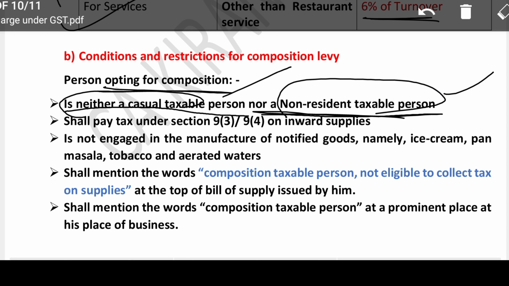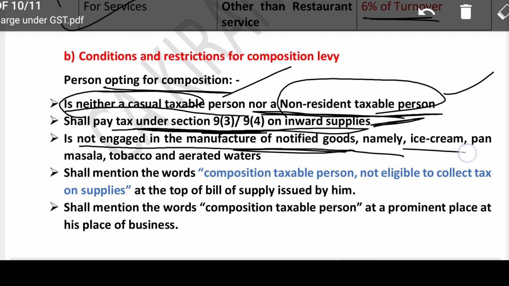And the person opting for the composition scheme shall pay reverse charge also, wherever applicable. Reverse charge is also applicable on all inward supplies as per these two sections. So even if you are choosing the composition scheme, you can't avoid RCM supplies. Wherever applicable, you have to pay GST on the RCM supplies. And the composition person should not be engaged in the manufacture of notified goods, namely ice cream, pan masala, tobacco, and aerated waters. So this scheme is not applicable to persons engaged in these notified products.